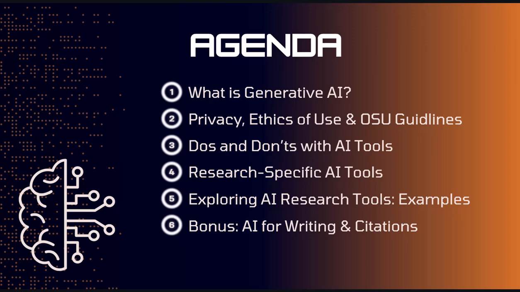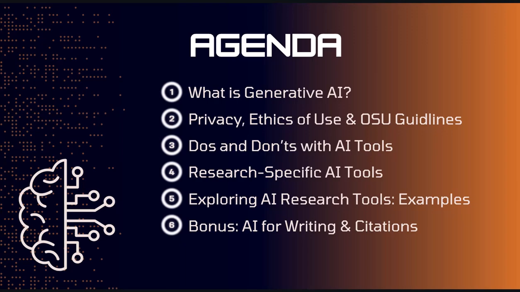We're going to open with defining what generative AI is and what it does. You may already have an understanding of what Gen AI can do, but in case you are completely unfamiliar, we will take a quick look at that. We will then briefly talk about privacy, ethics of use, as well as what the guidelines are for use here at OSU. Then we'll talk about do's and don'ts with AI tools. There's been a lot of discussion around this in the past year as far as what it's good for, what it can help with, and what it's not good for, which will be helpful to you if you decide to use some of these tools on your academic journey.